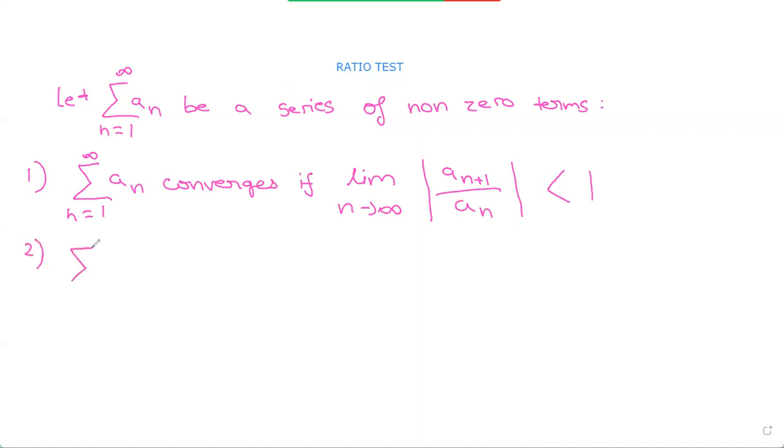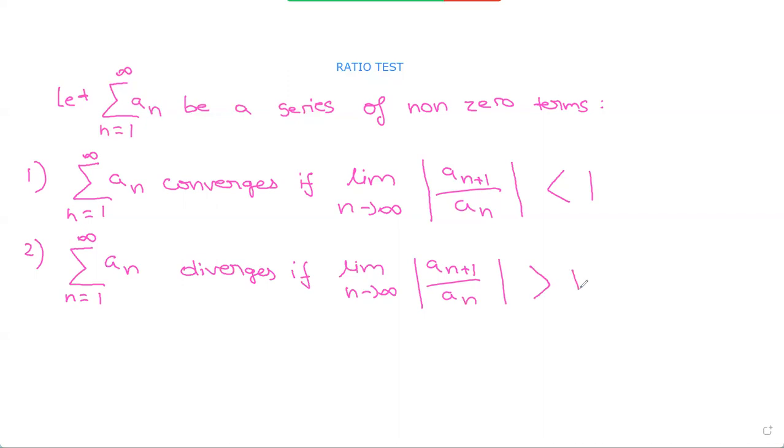Next, the sum from n equals 1 to infinity of a_n diverges if the limit as n tends to infinity of the absolute value of a_(n+1) divided by a_n is greater than or equal to 1.